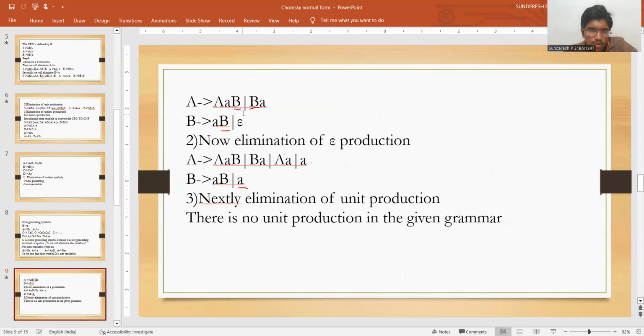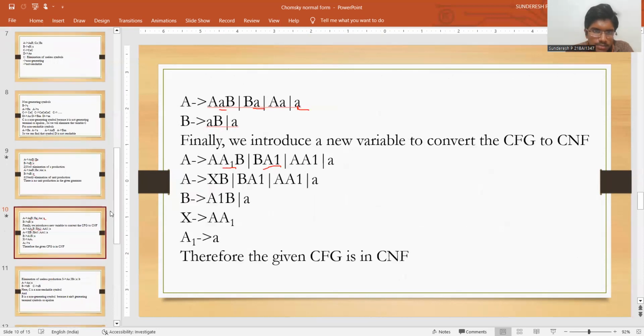Now we will do the elimination of epsilon production. We substitute epsilon, we write as it is, and we substitute epsilon here, we get A, and if we substitute epsilon here, we get A, and if we substitute epsilon here, again we get A. And the third step will be the elimination of the unit production. We don't find any unit production in the given grammar, so we move to the next step.